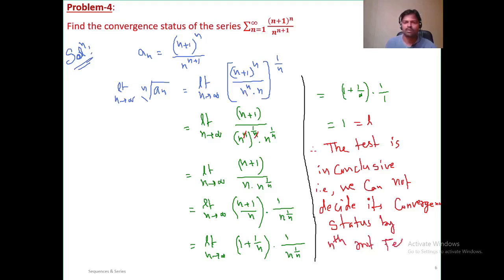But what the question wants is to find the convergence status, right? Look at the question. The question is find the convergence status. So compulsorily we need to find the convergence status. If the question is to find the convergence status by using Cauchy's nth root test, then up to this it is enough. But the question is not like that. Whatever technique you apply, we compulsorily want the convergence status. So by Cauchy's nth root test we are unable to decide the convergence status of this series. Therefore, we move on to another test.